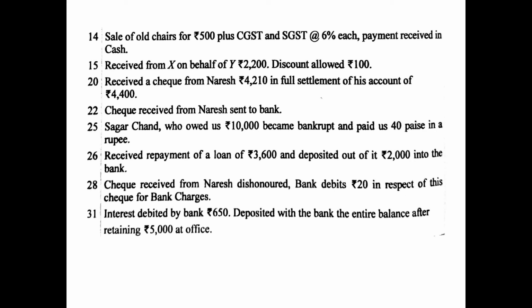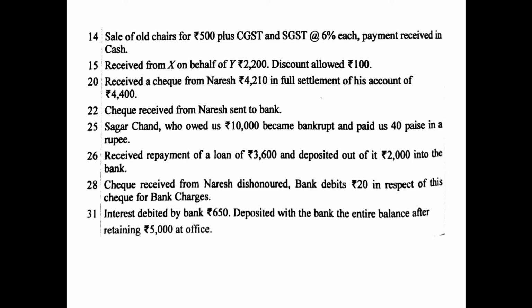May 15th, received from X on behalf of Y, rupees 2200, discount allowed 100. Again money is coming in, no doubt from whomsoever you are receiving, but you are receiving it on behalf of Y. That means you were supposed to receive it from Y. So you will enter the name of Y in your books and not X. And because it is a receipt, therefore you will record it on the debit side as to Y, 100 rupees in the discount allowed column and 2200 rupees in the cash column, because bank is not mentioned, so you'll assume it to be a cash transaction.